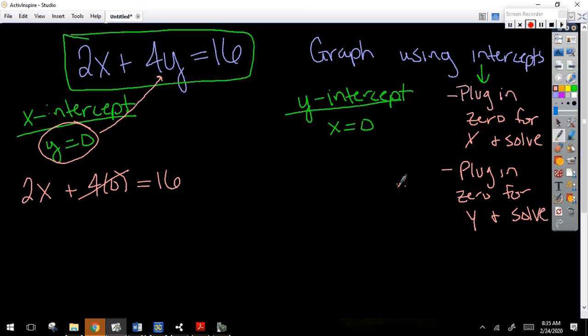That 4 times 0 kind of goes away. Do you see that? If you just looked at this equation and covered up the 4y part, that's the same thing as putting 0 in for the y. Do you agree? So what we really have is 2x equals 16. So x equals what? Let me show my work here. What do you do to get x by itself? Divide it by 2. So x equals, what's 16 divided by 2, guys? 8.